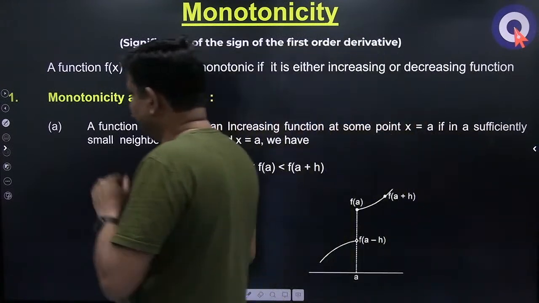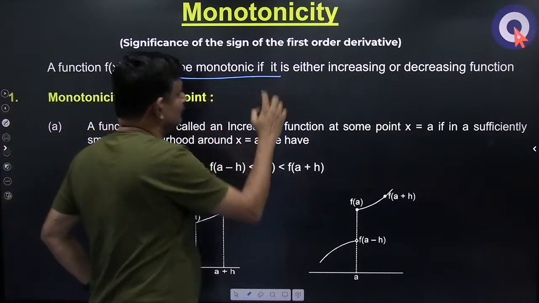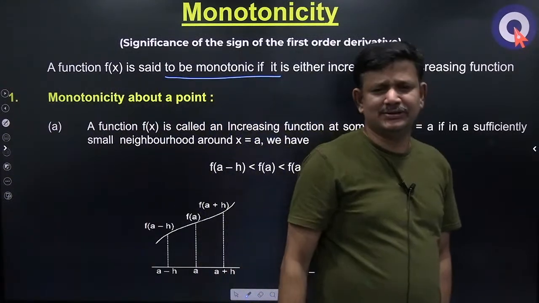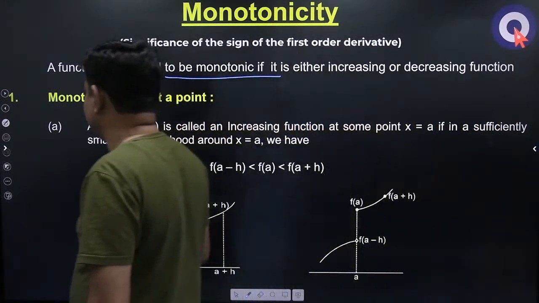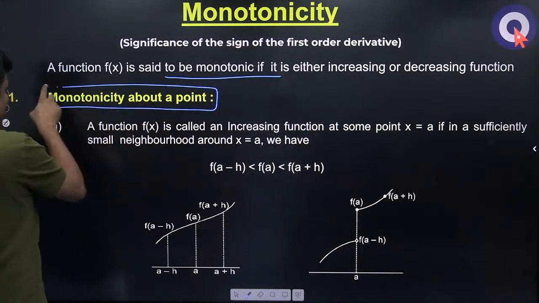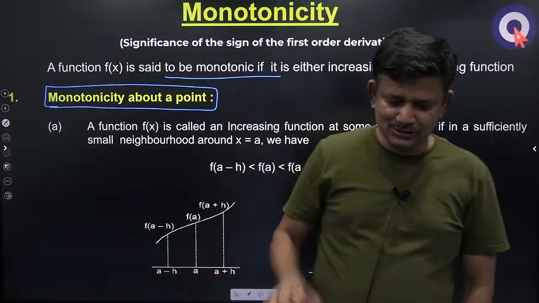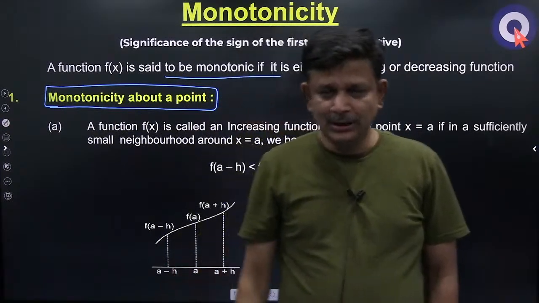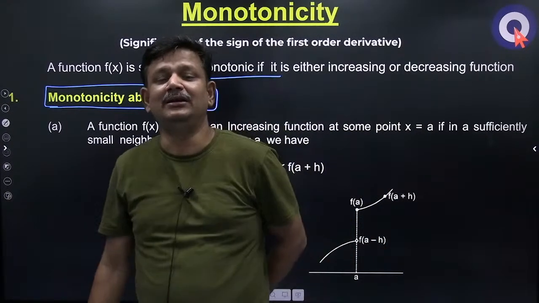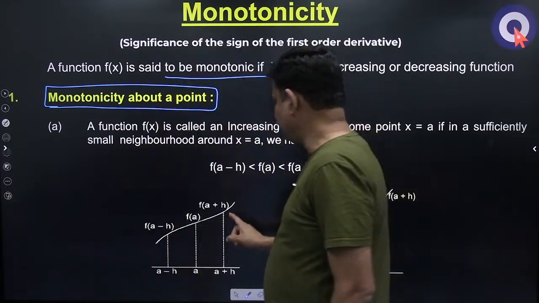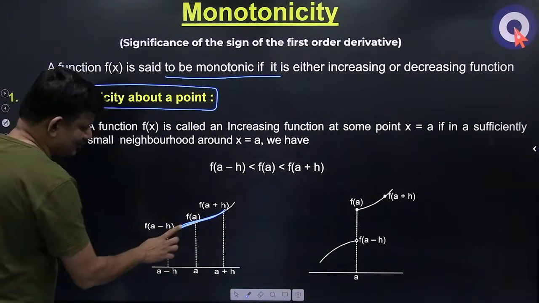Let's focus on this. A function f of x is said to be monotonic if it is either strictly increasing or strictly decreasing. Any increasing function or decreasing function is said to be a monotonic function. Monotonicity about a point, first point. At any point a function is said to be increasing. There is no sense of saying at a point, but usually we say it is increasing at a point if it is increasing in the neighborhood of that point. So take any close neighborhood of a point, the nearest surroundings.